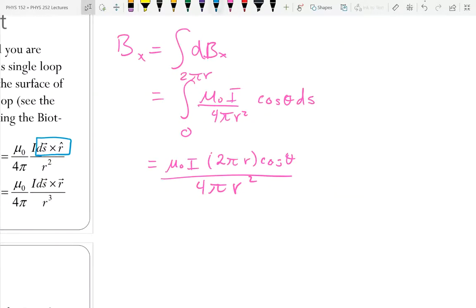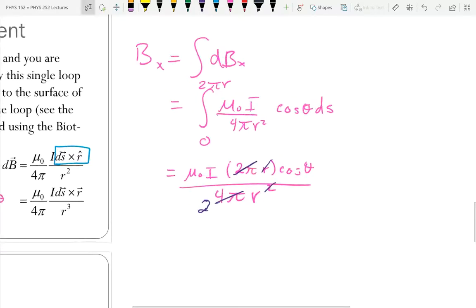And so we see what we can cancel here. Cancel the 2 pi with the 4 pi, and that leaves me a 2, from the integral from 0 to 2 pi r of ds. So the 2 pi r was the result of the integral. So the 2 pi and the 4 pi gave me 2 on bottom. The r canceled one of the r's. mu naught I over 2r cosine theta.